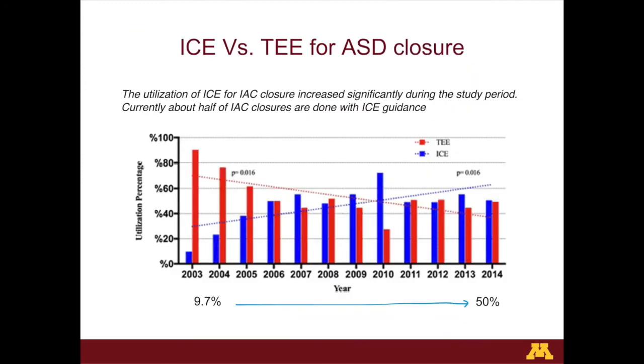If you look at the national data between 2003 and 2014, trying to compare ICE versus TEE for ASD device closure, ICE has definitely taken a fair chunk of the volume from TEE, and almost 50% of the ASD closures in the United States in 2014 were now done with ICE.